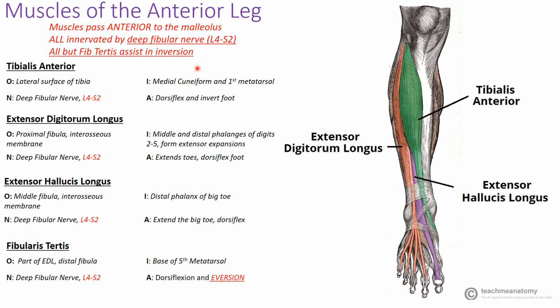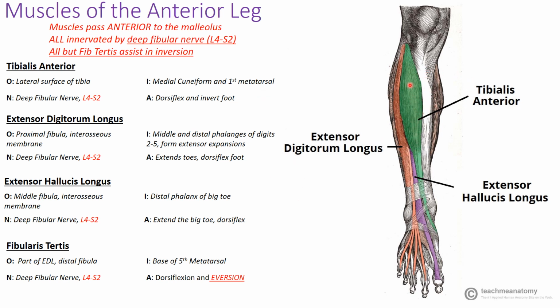So all of these muscles are innervated by the deep fibular nerve, L4 through S2. And all of these muscles, but the fibularis tertius, which has a little special part, are going to assist in inversion of the foot. So fibularis tertius is the only one in the anterior compartment that does not assist in inversion. So everything else inverts the foot as one of its partial actions. So let's start medially and work our way laterally.